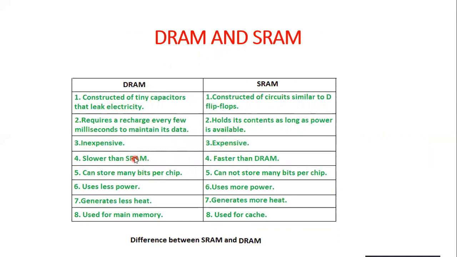DRAM is slow. SRAM is fast. In DRAM we can store many bits per chip. In SRAM we cannot store many bits per chip. DRAM uses less power, and SRAM uses more power. DRAM generates less heat. SRAM generates more heat. DRAM is used for main memory. SRAM is used for cache memory.